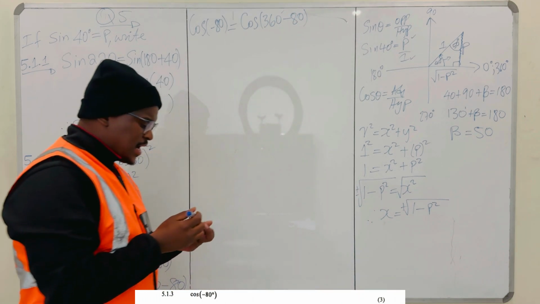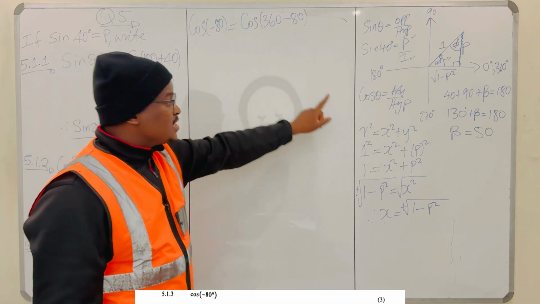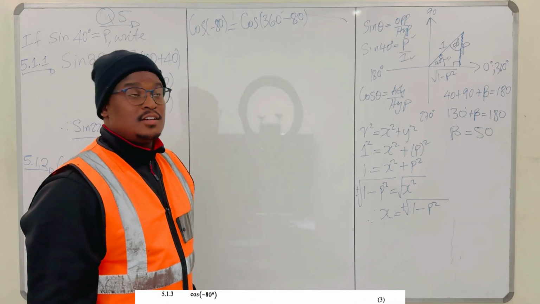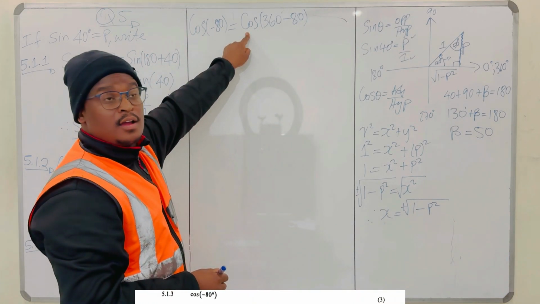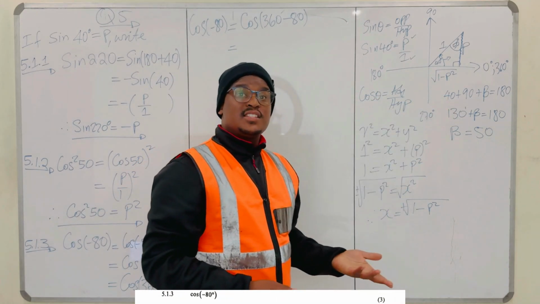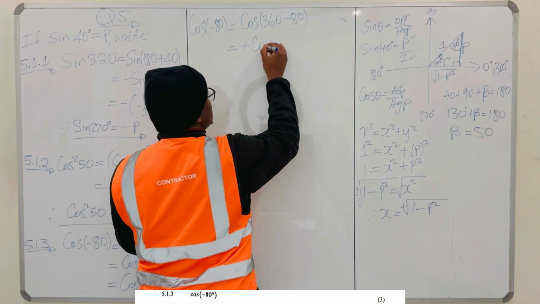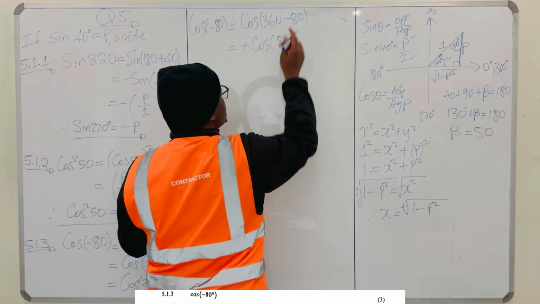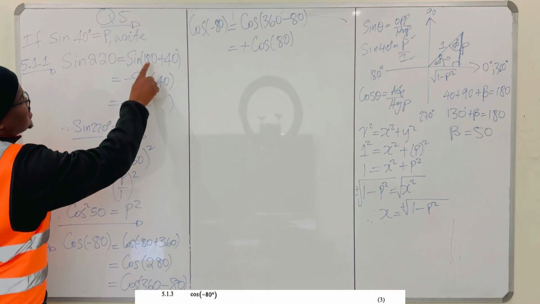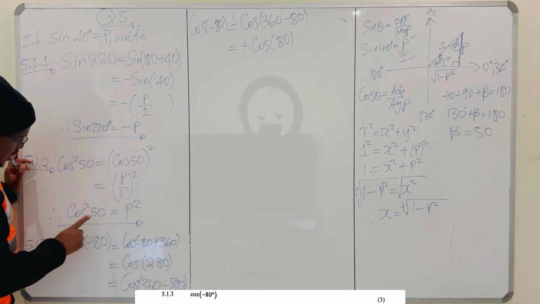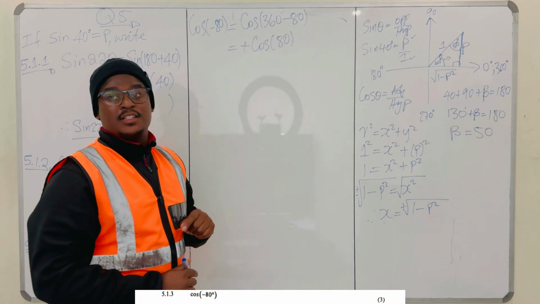Once you get here, you start asking yourself some questions. Where is 360 minus 80? It's on the fourth quadrant. Second question, what is the sign of cos there? On the fourth quadrant, cos is positive. So we have positive cos 80 degrees, just going to be cos of that. Like you have seen before, it was just the sine of that, and you didn't have to express it any other way.